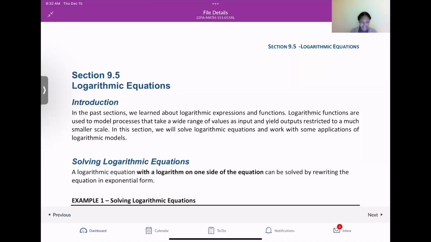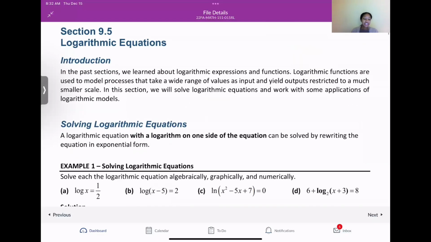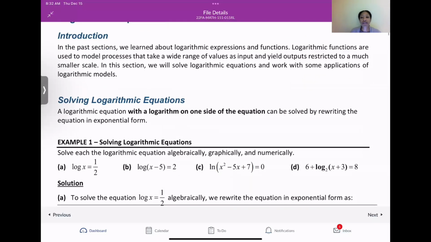All right, so here we go. In the past sections, we learned about logarithmic expressions and functions. Logarithmic functions are used to model processes that take a wide range of values as inputs and yield outputs restricted to a smaller scale. In this section, we will solve logarithmic equations and work on some applications of logarithmic models. We've seen logarithmic models previously when we did a couple problems with the Richter scale, measuring how powerful an earthquake is. We'll do more applications later.